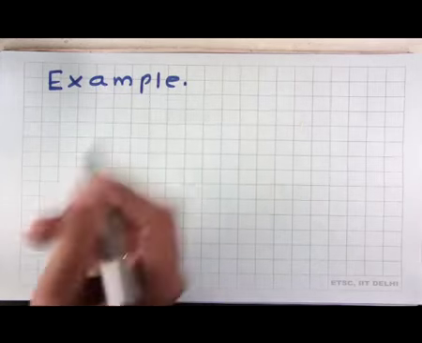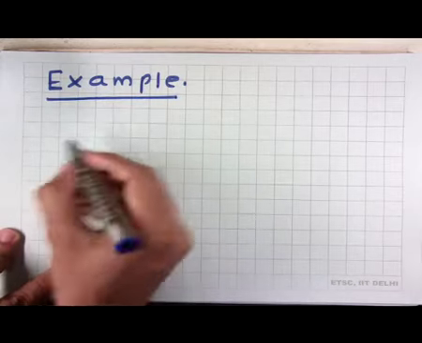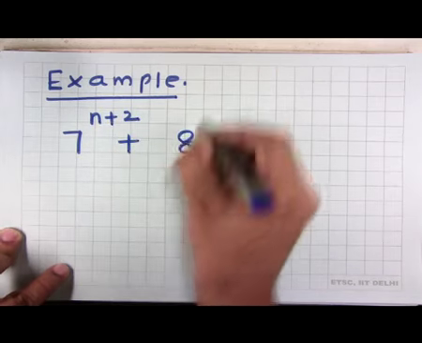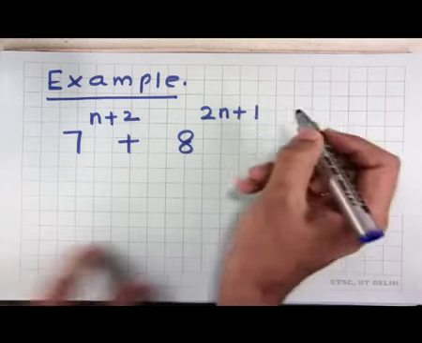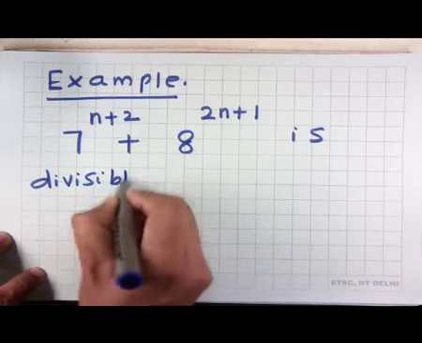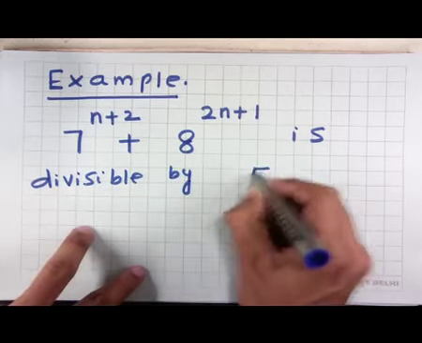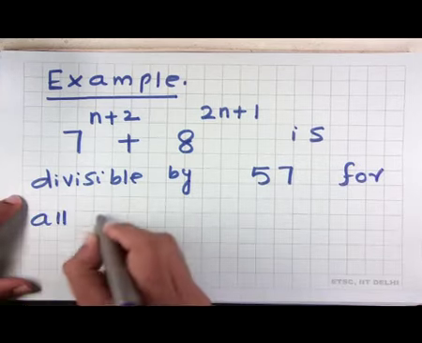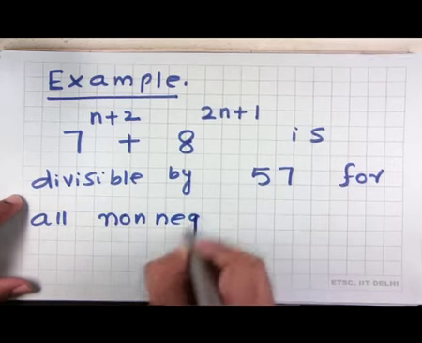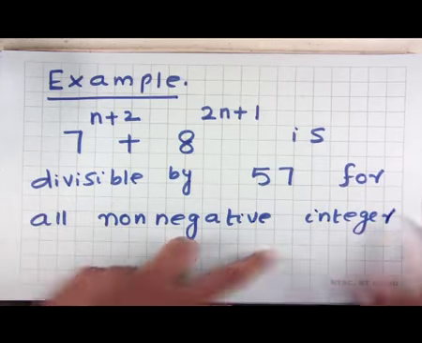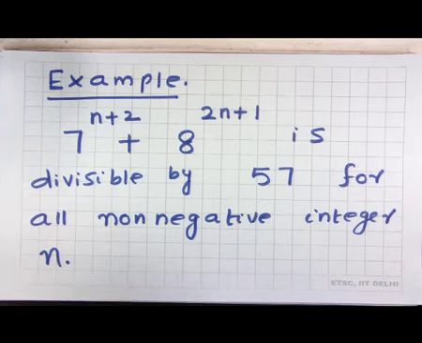This time we are asked to prove that 7 power (n plus 2) plus 8 power (2n plus 1) is divisible by 57 for all non-negative integer n. Note that it is required to prove for all non-negative integer.